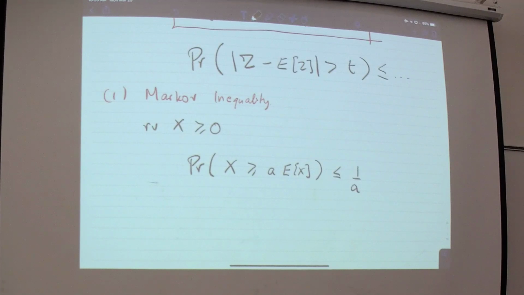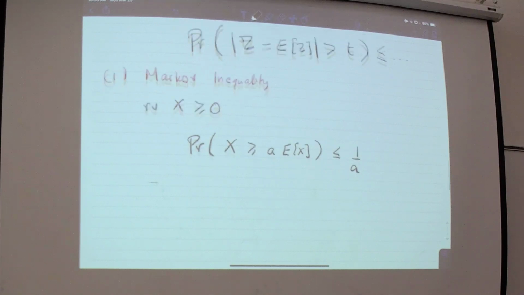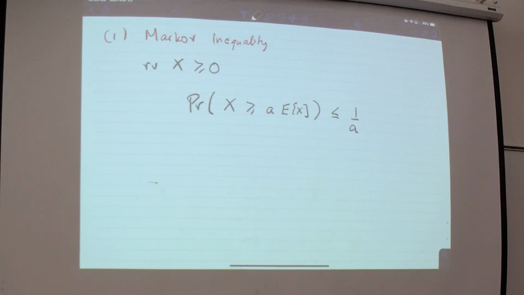So what is the expected value of this quantity? We can write that the expected value of x is equal to the sum over x equal to 0 to a.